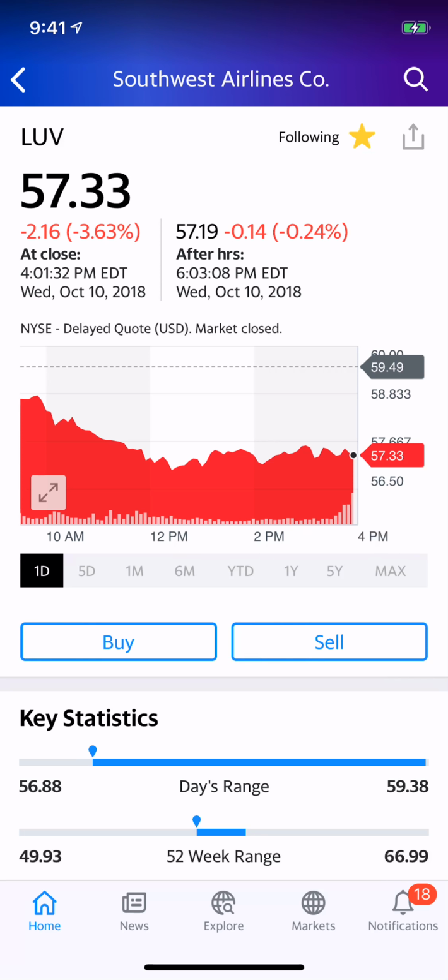If you're buying with small amounts, it's better to buy less expensive stocks, I've found, if you want a bigger return. We'll get to the whole return thing. But anyway, I'm looking at Southwest Airlines.